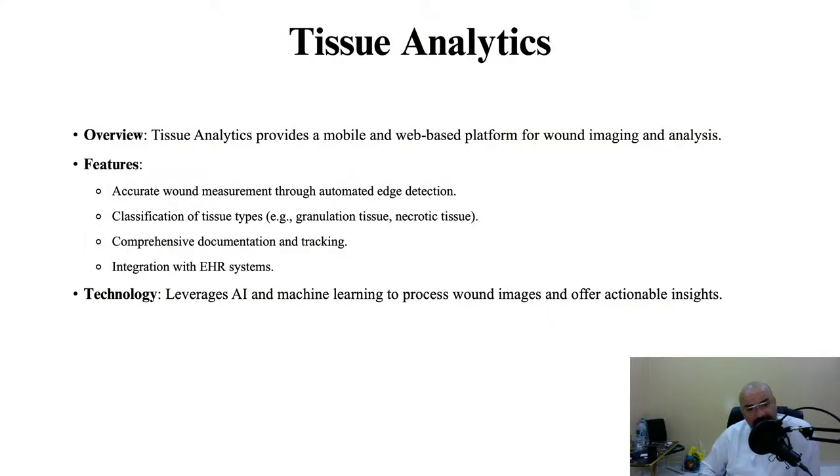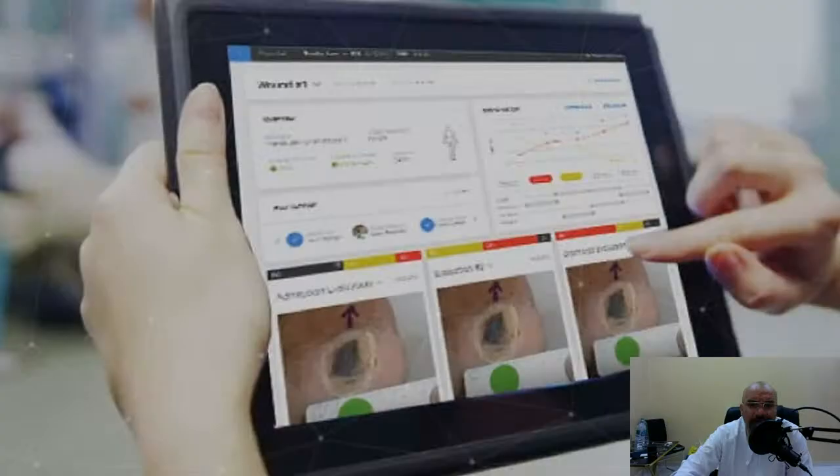It was followed by an AI technology called Tissue Analytics. In Tissue Analytics, they advanced the Swift software, and they used a different technology in building the software, based on JavaScript. They also announced other features: accurate wound measurements through automated edge detection, better classification, comprehensive documentation and tracking, and easy integration with electronic medical records. And it comes as you can see here in this photo.